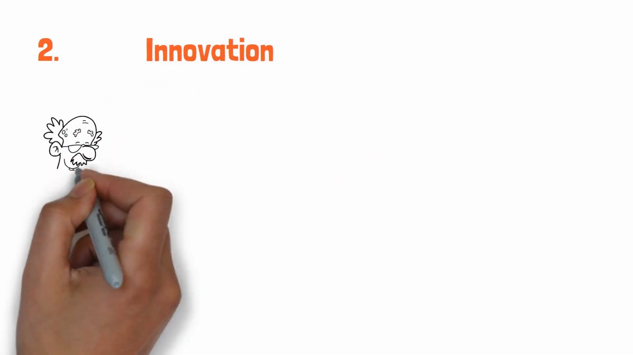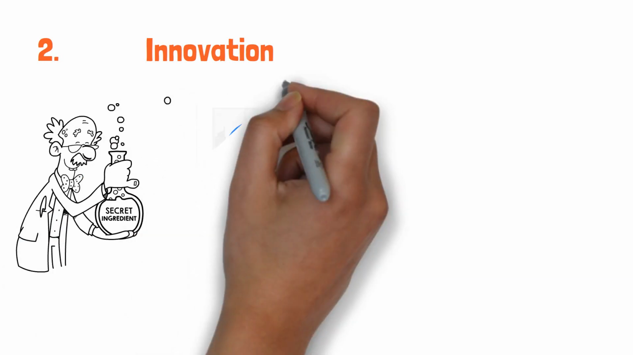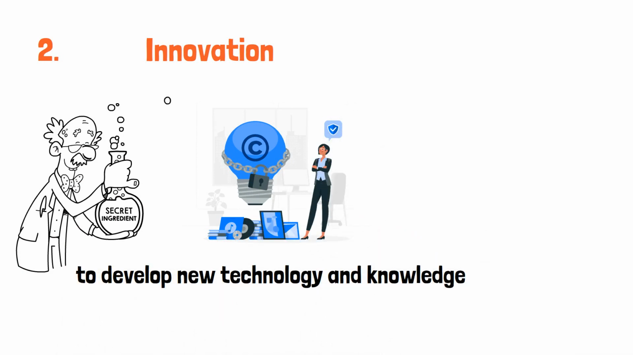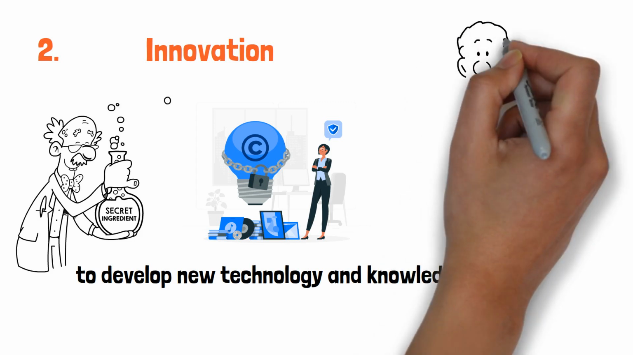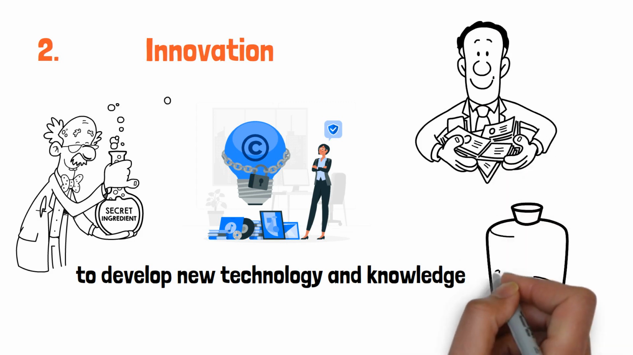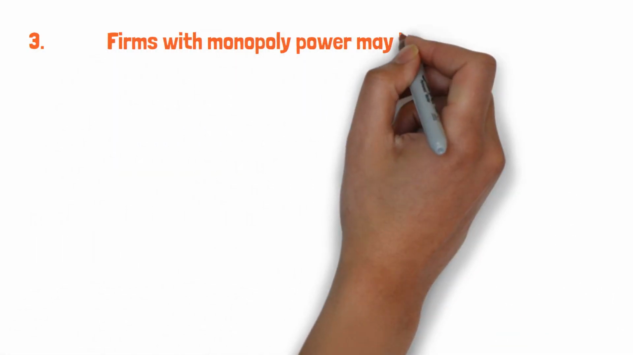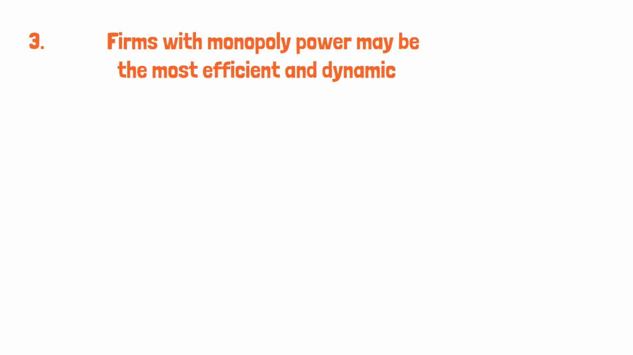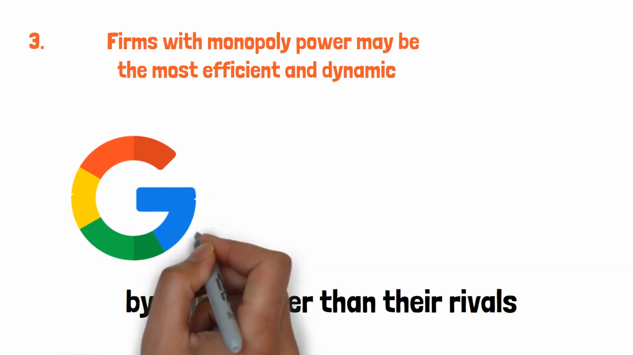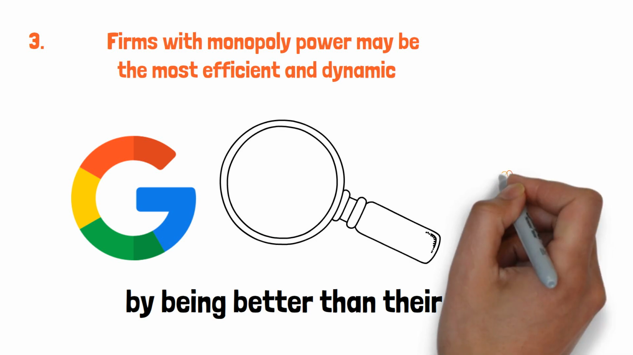Innovation. Without patents and monopoly power, drug companies would be unwilling to invest so much in drug research. The monopoly power of patent provides an incentive for firms to develop new technology and knowledge that can benefit society. Also, monopolies make supernormal profit, and this supernormal profit can be used to fund investment, which leads to improved technology. Firms with monopoly power may be the most efficient and dynamic. Firms may gain monopoly power by being better than their rivals. For example, Google has monopoly power on search engines, but can we say Google is an inefficient firm who doesn't seek to innovate?